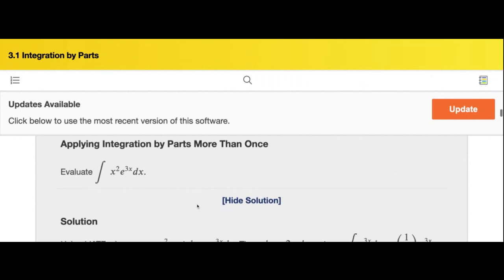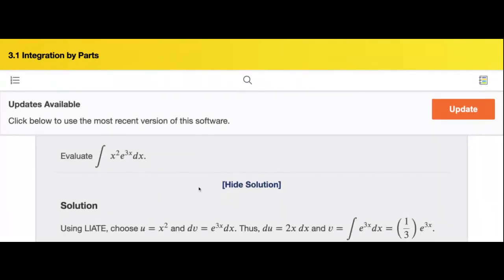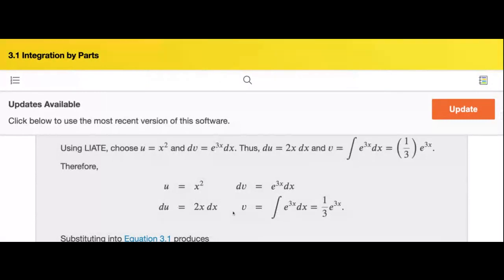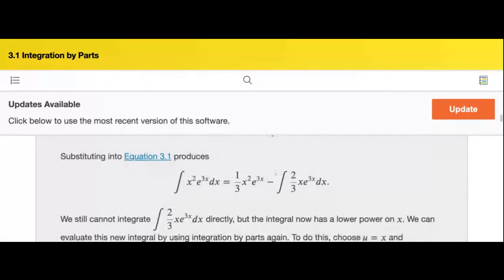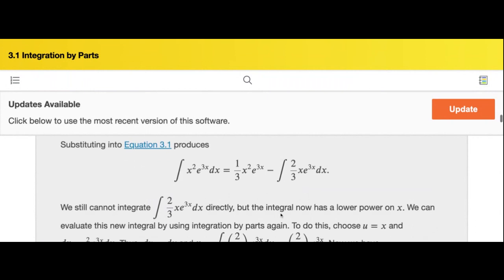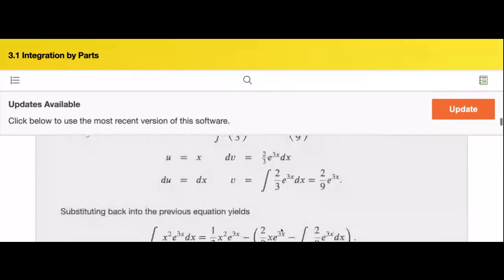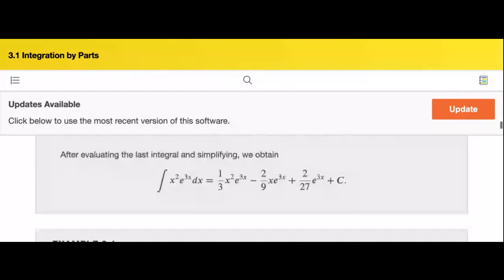Let me just go over this one. So we have x squared e to the 3x. If we apply integration by parts once, we still won't be able to do it. We still have x e to the 3x in the integral. We still have a product of two functions. So we just apply integration by parts one more time.